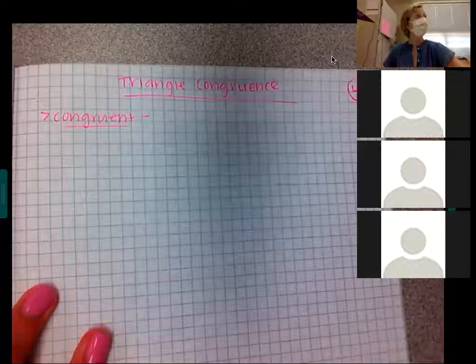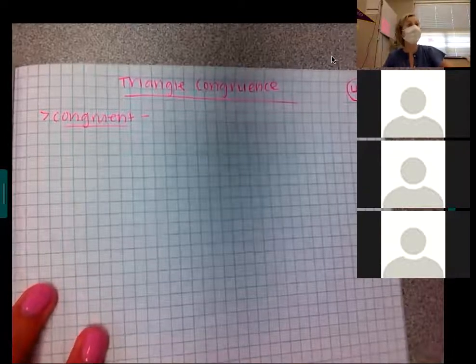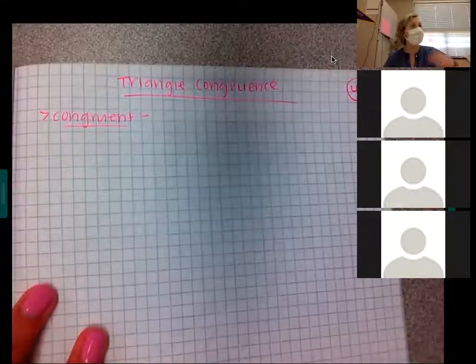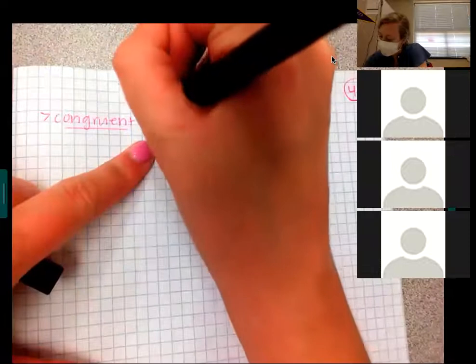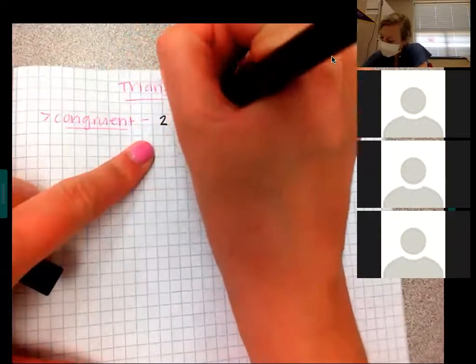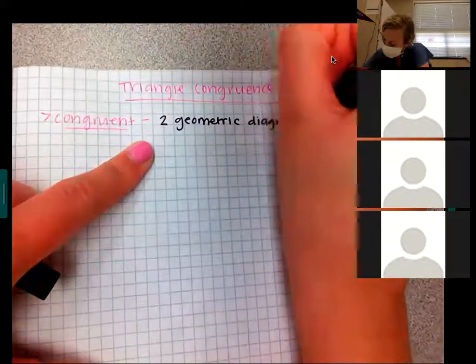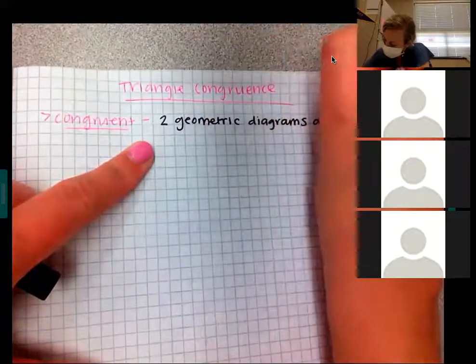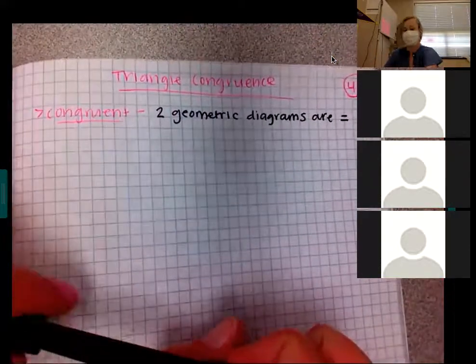Means what? Equal. So if I'm talking about congruent triangles, I'm talking about triangles that are equal. Very good. So congruent just means two geometric diagrams are equal. I'm gonna put an equal sign. I know y'all like to keep it short.